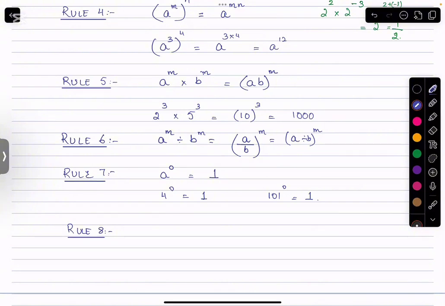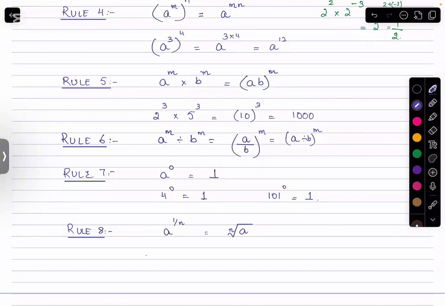अच्छा, rule 8. Rule 8 is with respect to radicals. ठीक है? अब radicals में क्या होता है? Radical हमेशा 1 over n. Exponent is always the inverse function, right? A to the power n. इसका मतलब है कि n is the root for this function and this is how you will be writing it.